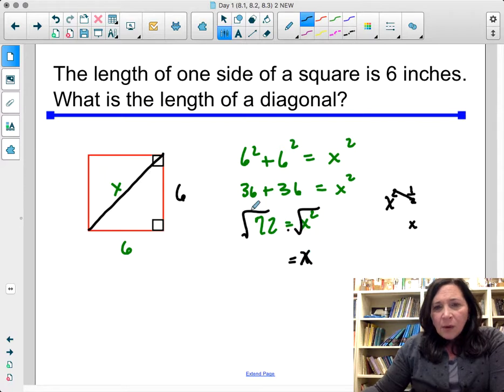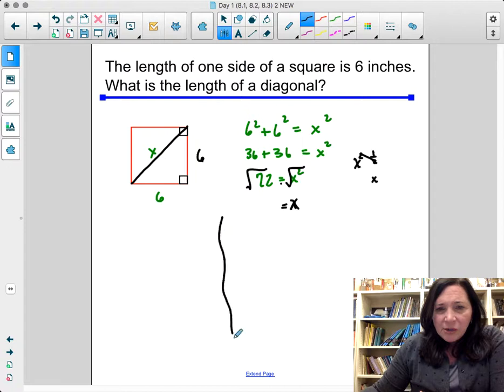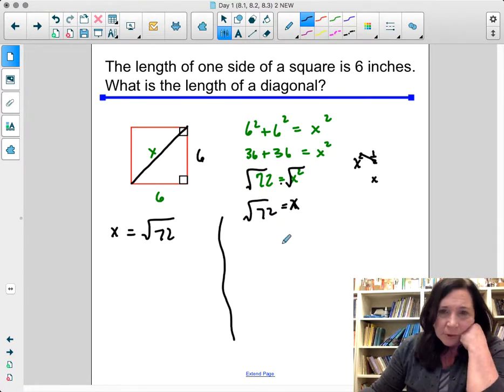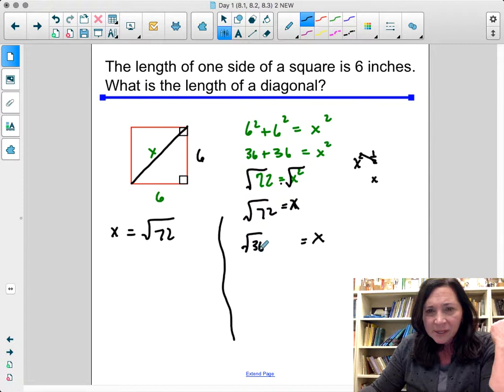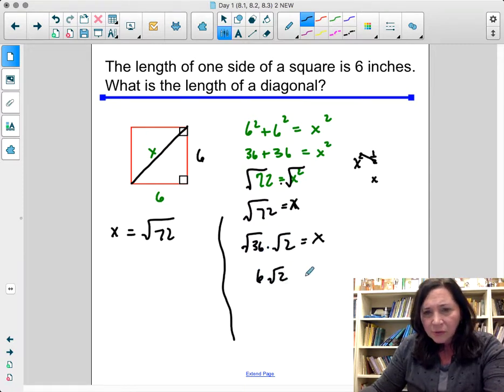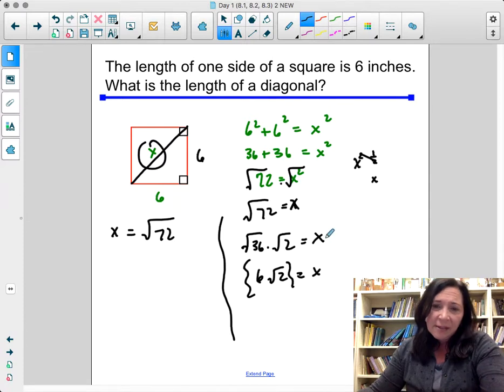Check. Now, root 72 can be done. Let me show you 2 ways to do this. So here we go, x equals root 72. So let's say you're thinking big numbers like 36. So I can say that x is equal to the square root of 36 times the square root of 2. The square root of 36 is 6, so we have 6 root 2. So that's my answer for this solution, meaning my diagonal's length is 6 root 2.